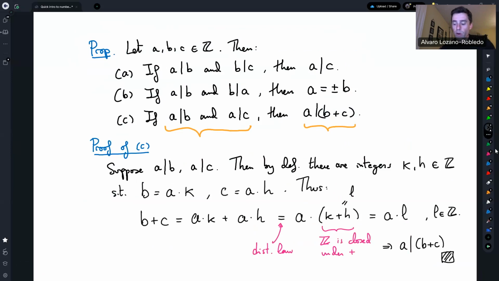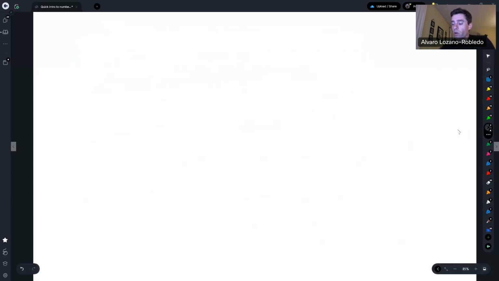Okay, so we have that proof. Now that we have divisibility, we can come up with lists of divisors. If I have a number, I can come up with all its divisors. But soon we will want to know the common divisors of two numbers and the greatest common divisor of two numbers.